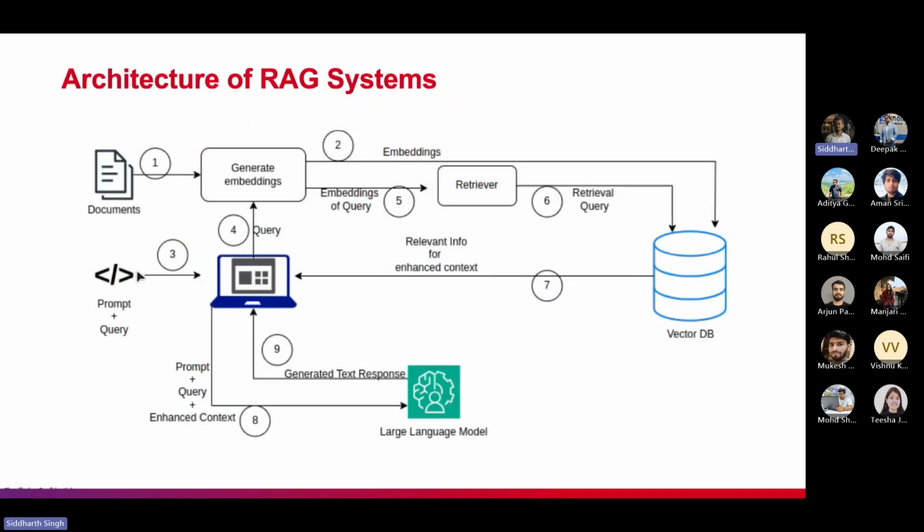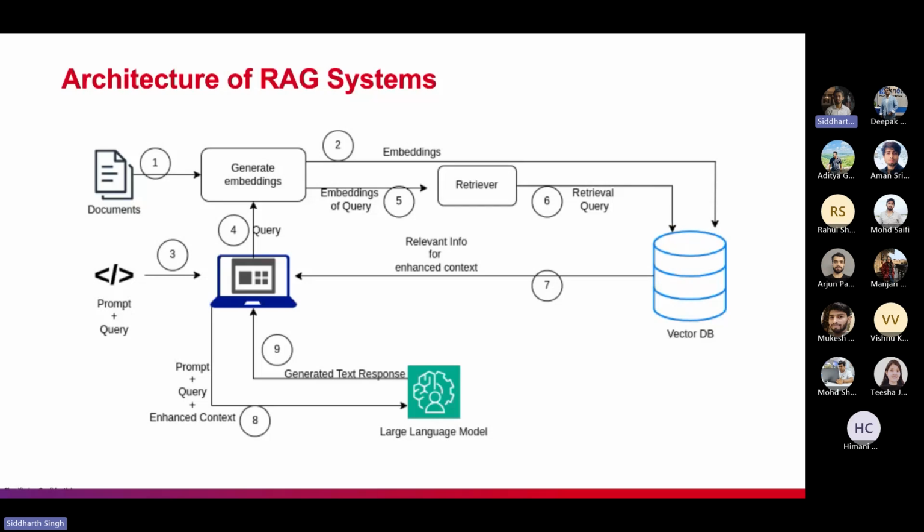After the embeddings are stored, the user sends a prompt or query to our RAG system. When the system gets the query, it simply passes the query to the embedding model again. The embedding model generates the embedding for the query, and it is passed to the retriever, which calculates the similarity between the embedding of the query and the embeddings stored in the vector database. After calculating the distance, it retrieves the top n chunks from the database and forwards them to our RAG system.